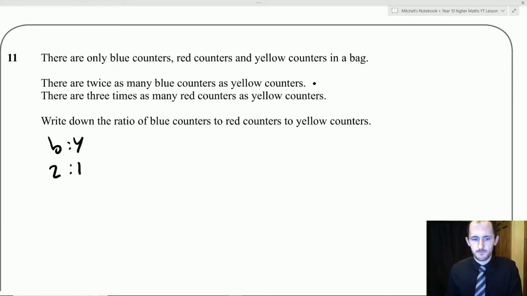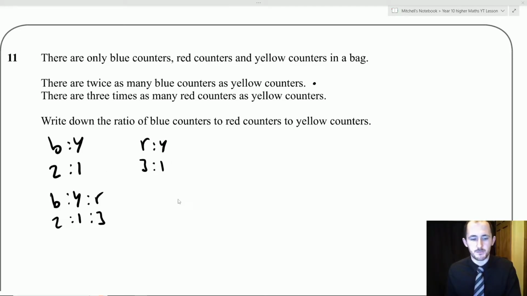Splendid. And then there are 3 times as many red as yellow. So red to yellow is 3 to 1. So the ratio of blue to red to yellow is just going to be, well, since the numbers are already the same, right? We can say blue to yellow to red is just 2 to 1 to 3. Because again, the number of parts is the same. So it's all good. So if you wanted to write blue to red to yellow, all you have to do is swap these around. For blue to red.